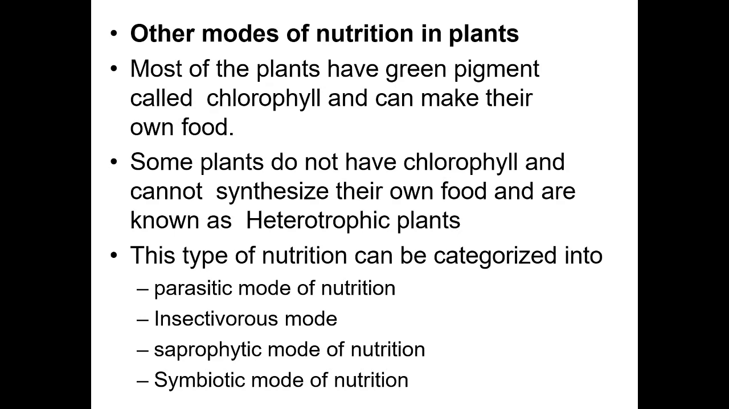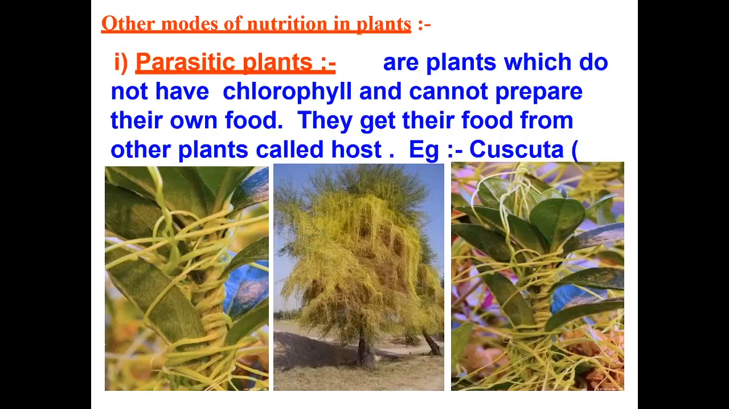They use the heterotrophic mode of nutrition. Some plants do not have chlorophyll and cannot synthesize their own food and are known as heterotrophic plants. This type of nutrition can be categorized into parasitic mode of nutrition, insectivorous mode of nutrition, saprotrophic mode of nutrition and symbiotic mode of nutrition. In that, first one is parasitic plants.